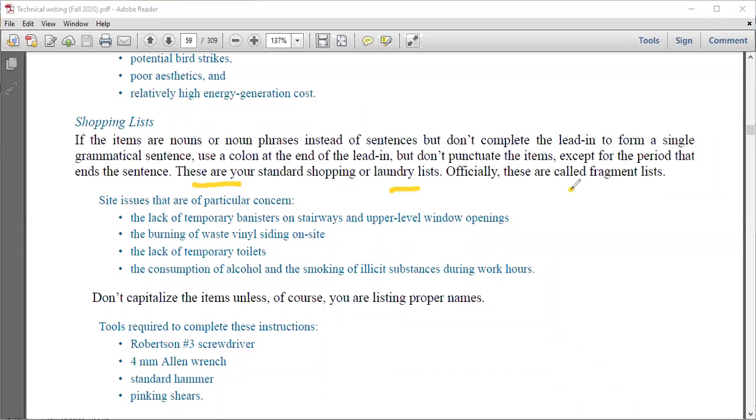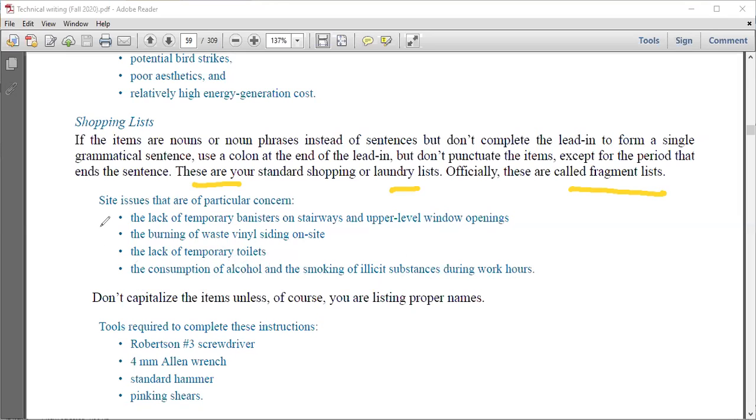These are your standard shopping or laundry list. Officially, these are called fragment lists. That means they are not full sentences. Now, cite issues that are of particular concern, and then you have put a colon over here, because the rest of the items are being written in fragments. The lack of temporary banisters on stairways and upper level window openings, the burning of waste vinyl siding on site, the lack of temporary toilets, the consumption of alcohol, and the smoking of illicit substances during work hours.